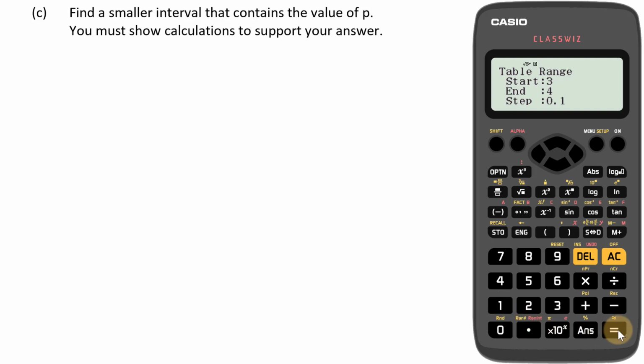And what that will do is it will then create a table of values running from 3 to 4, going up in 0.1. So it will do 3, 3.1, 3.2, 3.3, 3.4, all the way up to 4. So let's press equals and see that in action. Okay, so if I press down, you can see all those different values, from 3.1 up to 4, and the corresponding values of f of x. Now what we're looking for is the sign change, where it goes from negative to positive. So you can see that happens here, doesn't it?